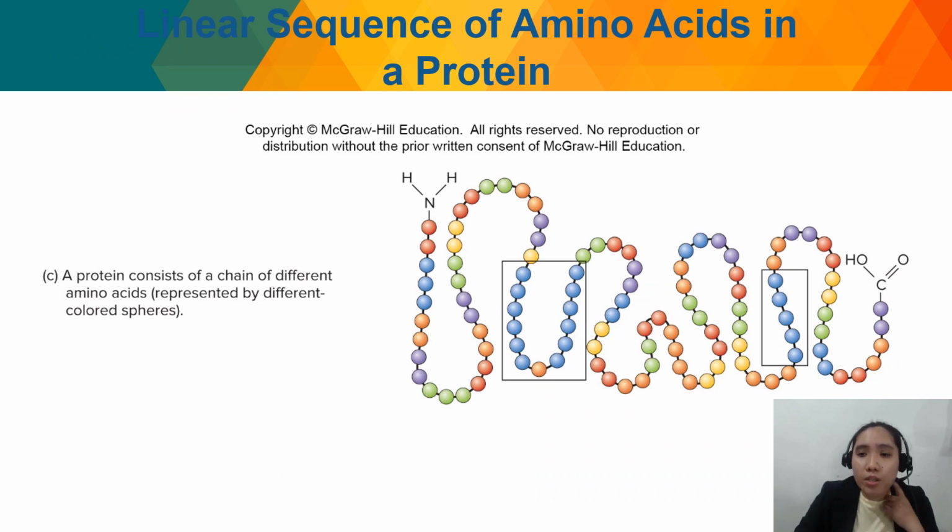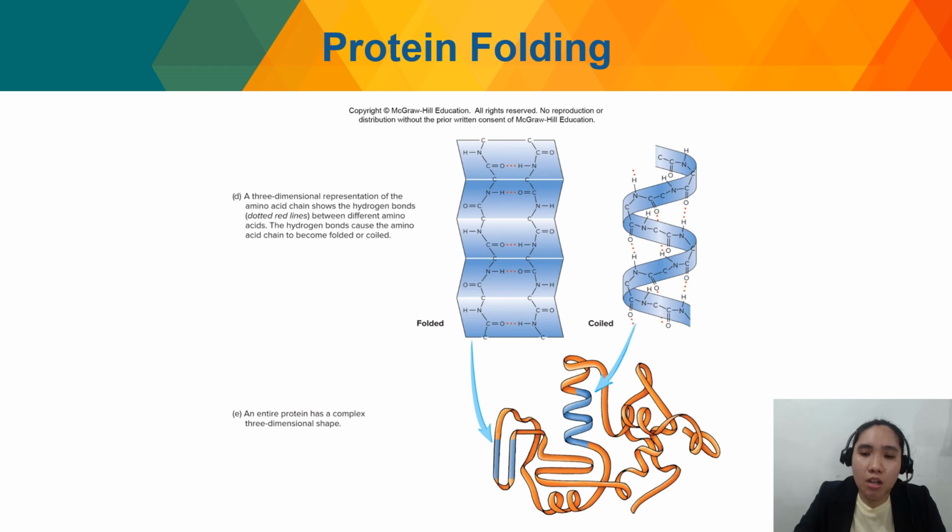So this is a linear sequence of the amino acids in a protein. Usually it looks like this, long. Okay? So a protein consists of a chain of different amino acids, and these are represented in this diagram with the different colored spheres. Okay? So the proteins in the body or in other foods can be formed using different amino acids. Protein folding is also common in proteins. Okay, this is what usually gives them their shape.